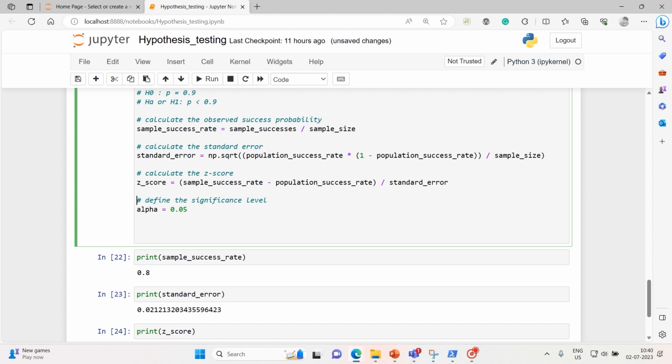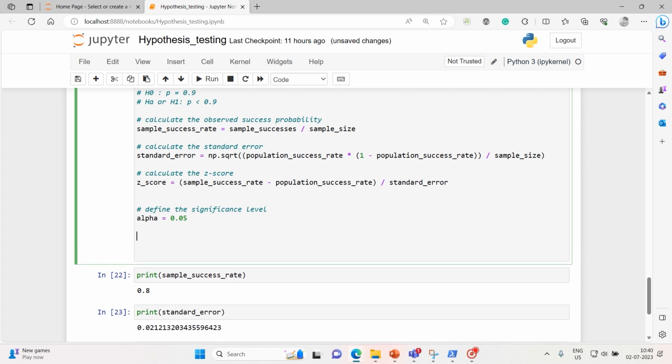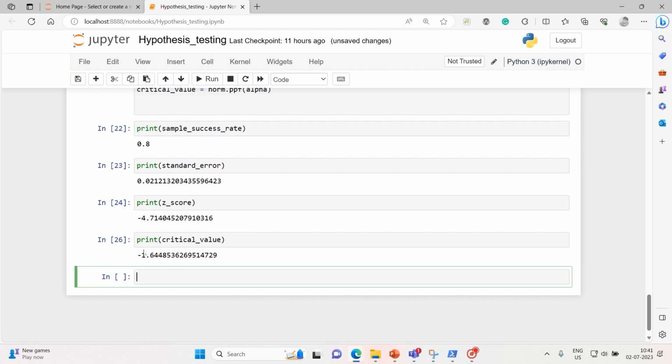So the critical value is nothing but a z-score with respect to the alpha value. When the probability is 0.05, what is the z-score? That's what we call the critical value. So critical z-score is equal to norm.ppf, and here you just give the alpha value, and what you get is your critical value. If you want to see it, the critical value is minus 1.64.